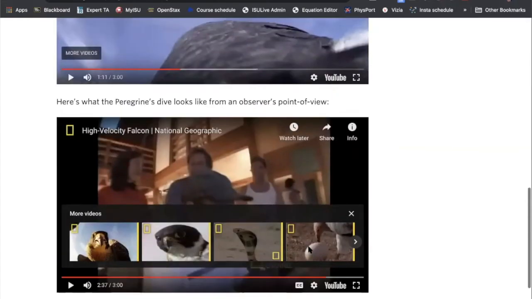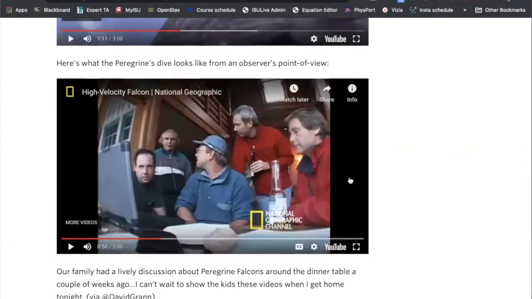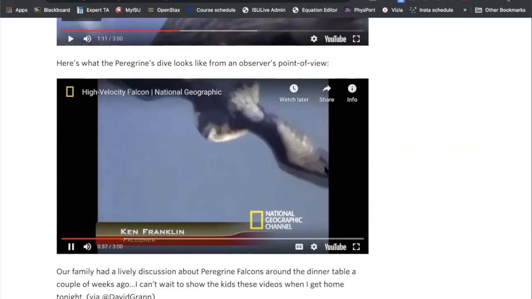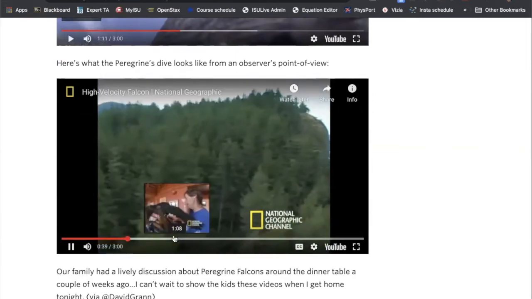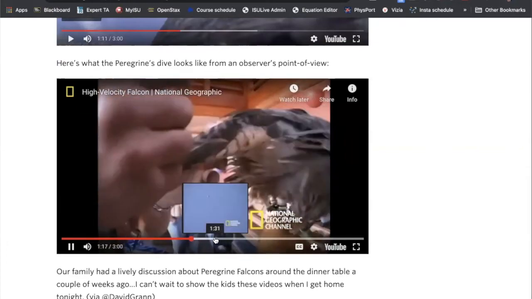All right, so that's our bird's eye view of what's going on. We can also see this guy researches peregrine falcon dives by skydiving next to them. Let me find them.